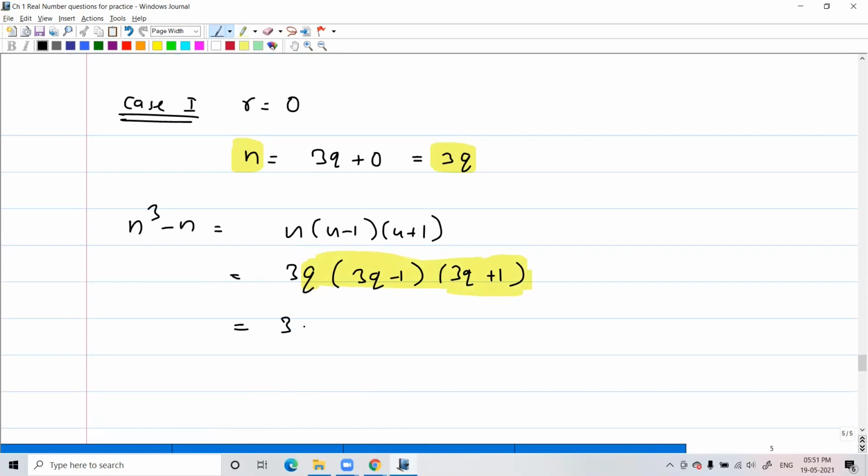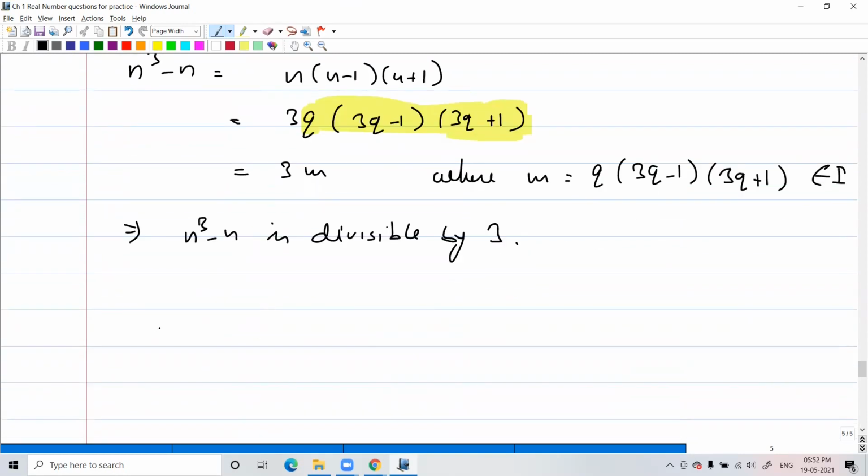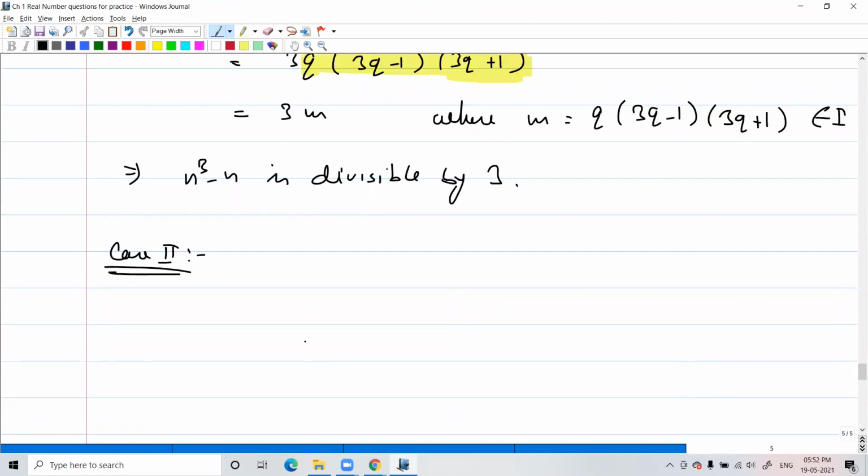So we can say that this whole thing can be represented as 3m, where m is q into 3q minus 1, 3q plus 1, which is some integer. This implies that n cube minus n is divisible by 3 for this representation 3q. Same way we'll check for case 2 also. Do you want me to write case 2 and case 3, or did you understand the flow?